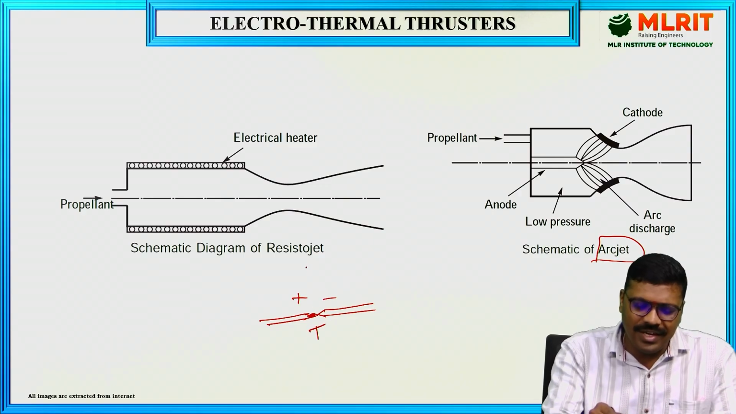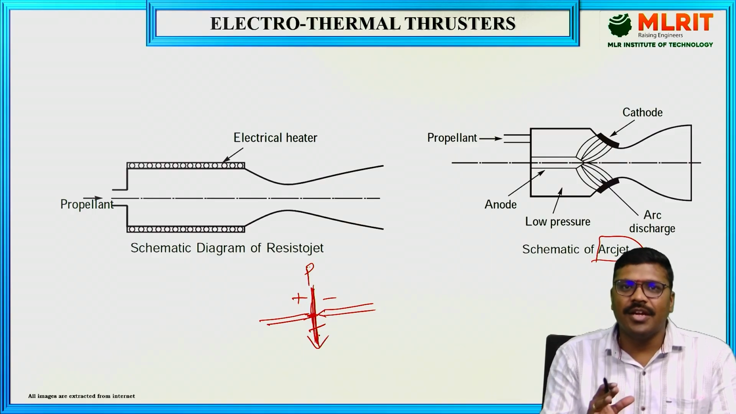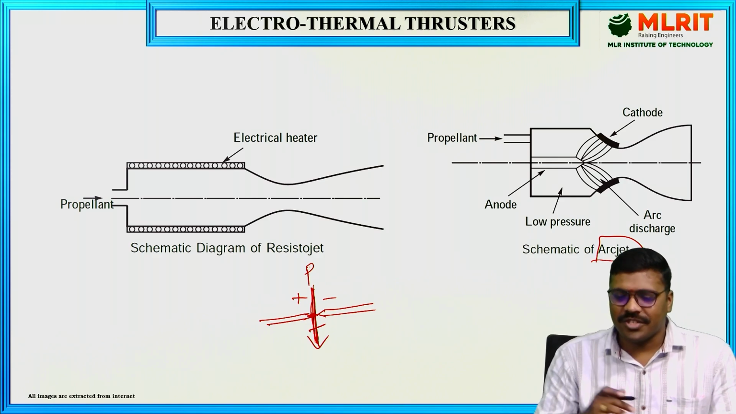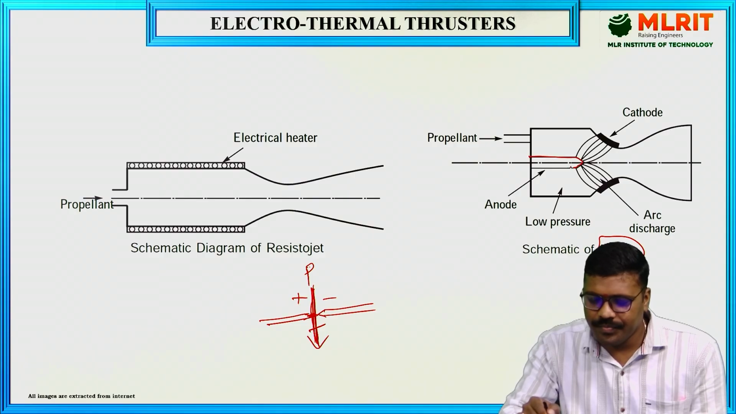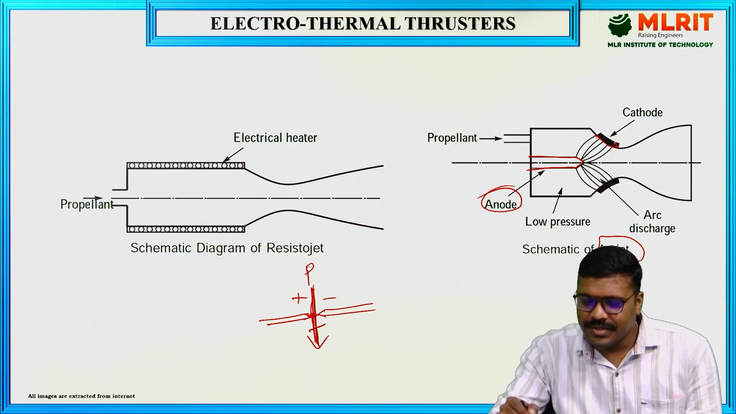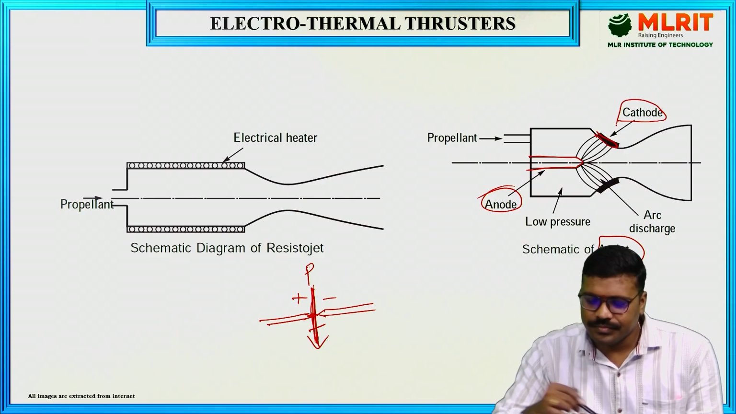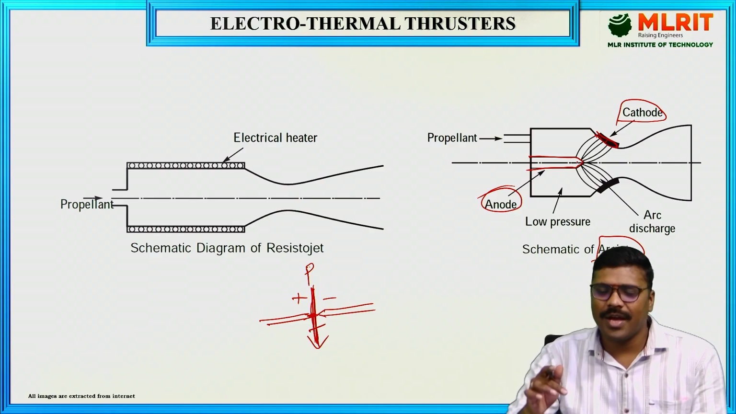So when I send a propellant through this arc, whatever the propellant passes through this arc will heat to a high extent and it will generate the thrust. Here in the arc jet, you can see this is the anode, and the black one is the cathode. This anode is placed near the cathode, but some gap is maintained.